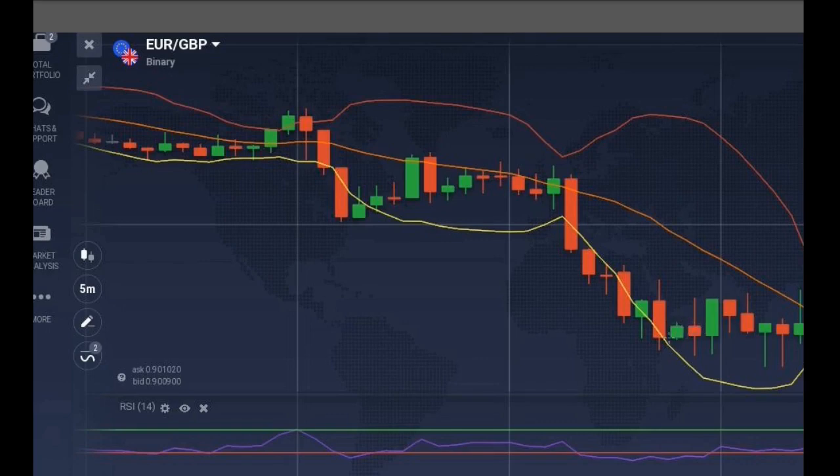And then you wait for price to retrace back to the lower body of the confirmation candle, this green confirmation candle, before placing a fresh 5-minute trade. You can see it's a clear win.